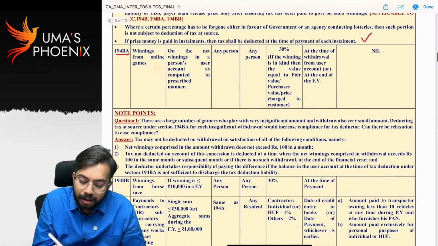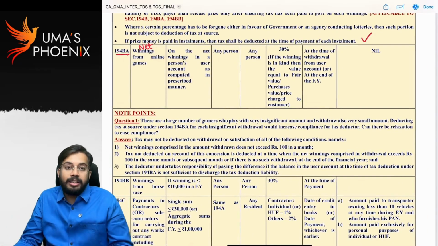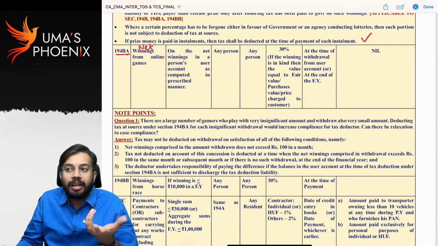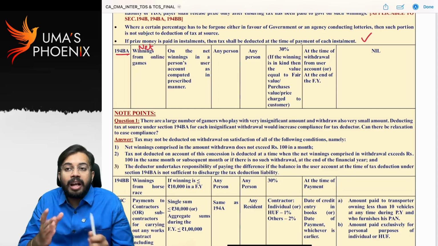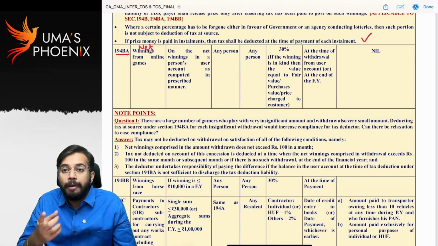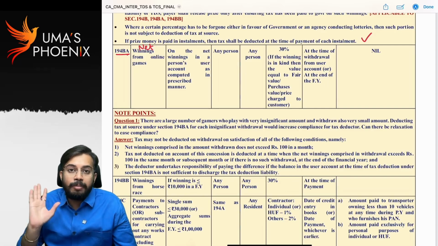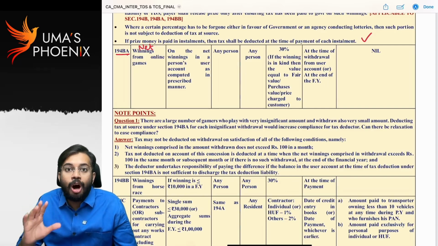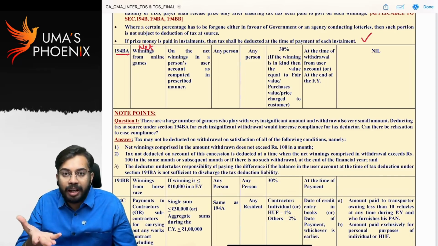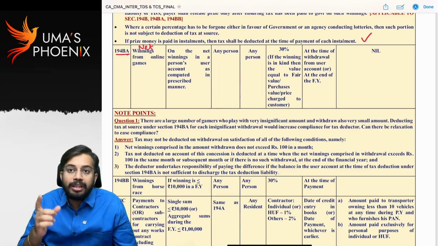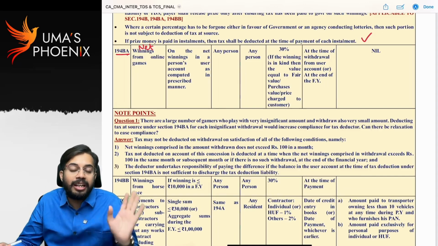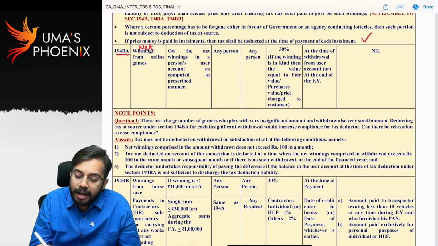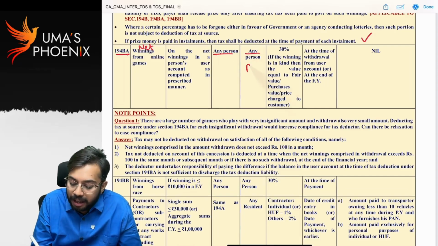194BA, net winnings from online gaming, not winnings, net winnings. These days after COVID, many people are playing online games and making money out of it. That's why if there are any net winnings from online gaming, then before payment of those net winnings, TDS is required to be deducted under section 194BA by the online gaming platform. So whoever is conducting online gaming, before they pay winnings to the winners, they have to ensure TDS is deducted under section 194BA. The payer can be any person, the payee can be any person, whether resident or non-resident. Rate of TDS is 30%.